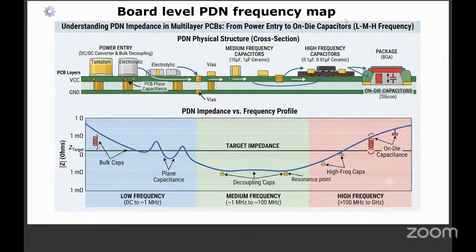On the top side, I have shown a typical PCB cross section. We have electrolytic tantalum capacitors, then vias. In vias also, we put VCC and ground vias adjacent to each other, intermixed. They also give a very good cavity resonance. Medium frequency, reverse geometry capacitors, high frequency capacitors. Then it is on the package. Then we enter the silicon, with the on-die capacitors over which we don't have control. This is decided by the OEM. Next page, please.